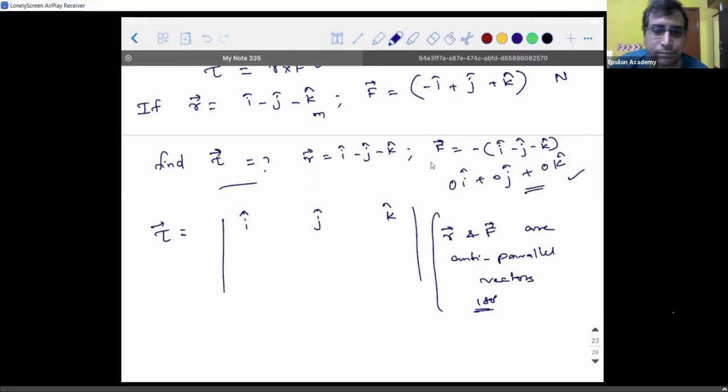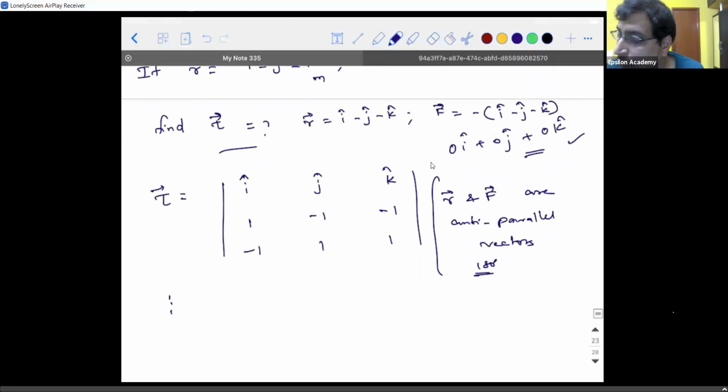Anyways, this is the logic which you will develop as time progresses. I cannot expect it immediately. But to solve the problem in the traditional way, I'll take this as 1, minus 1 and minus 1. That is the coefficient of r vector in the second row. And here the coefficients are minus 1, 1 and 1.